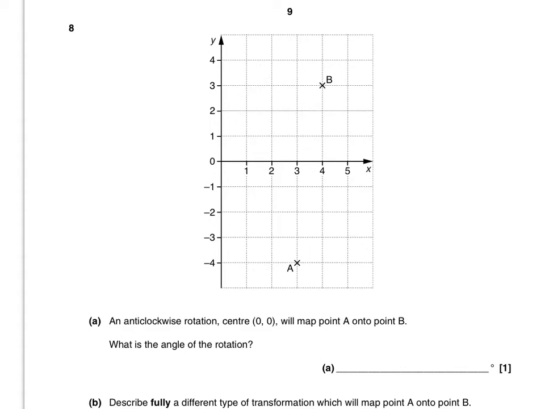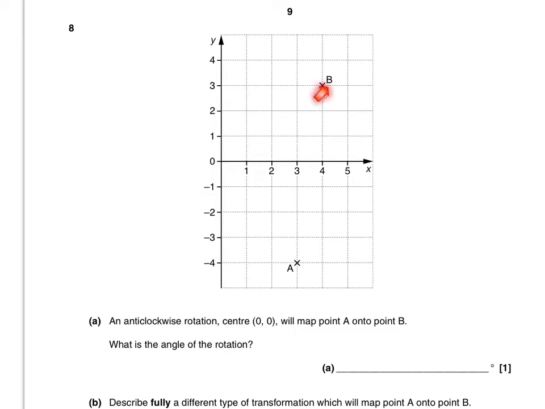Question 8. An anti-clockwise rotation centre at 0, 0 will map a point A onto point B. What is the angle of rotation? Angles of rotation are always either 90, 180 or 270 degrees. So you've just got to spot which one of those it is.